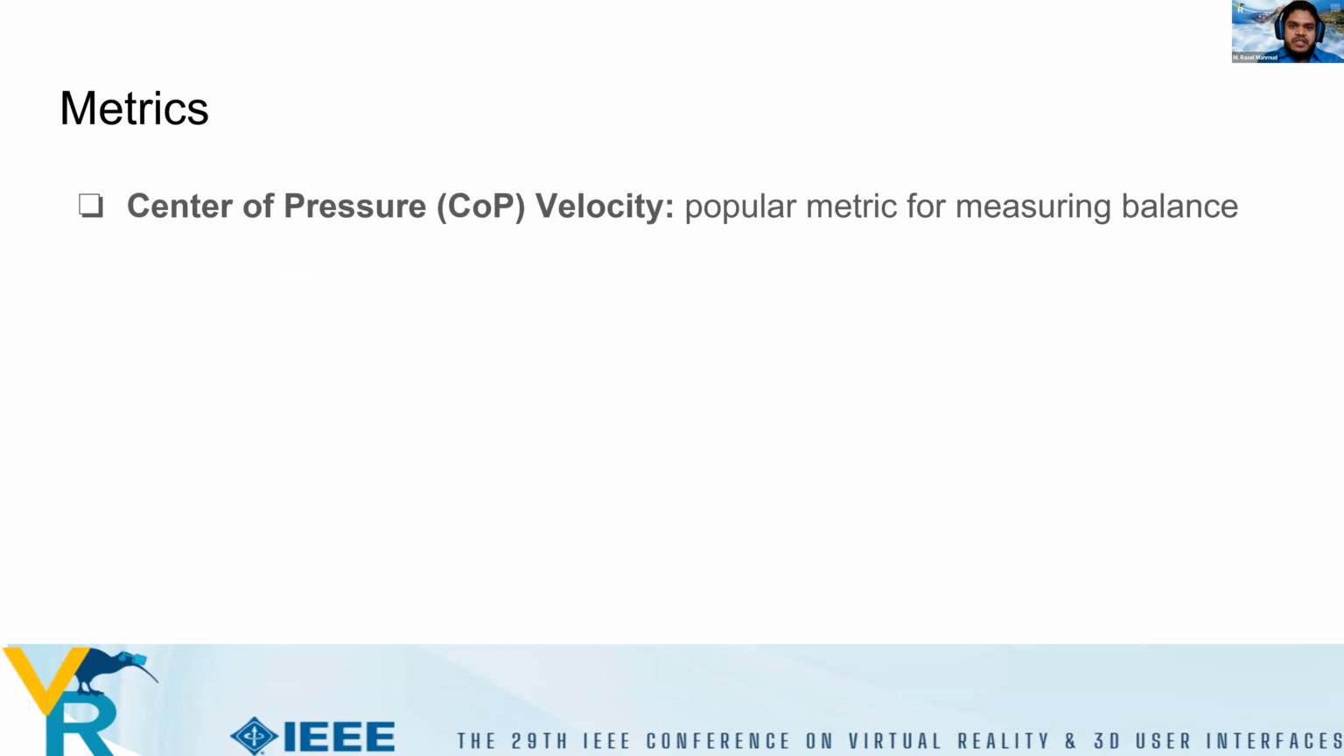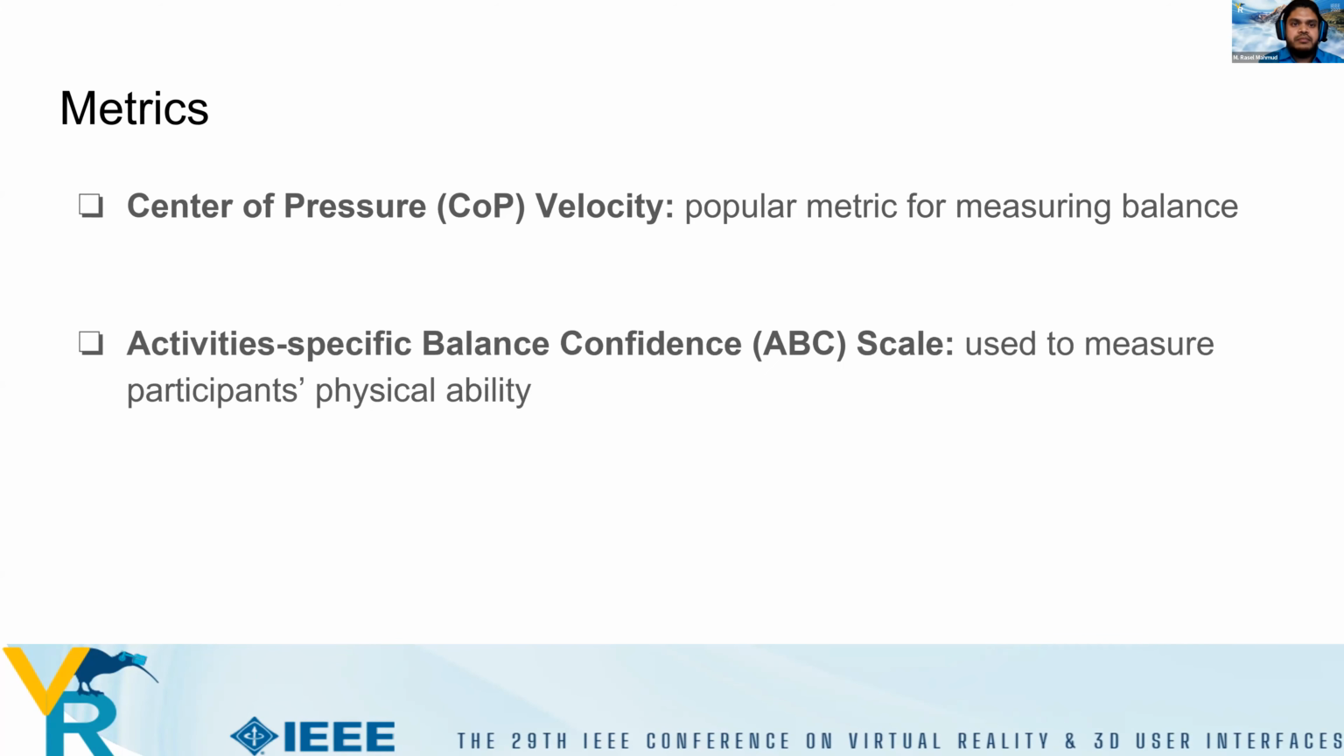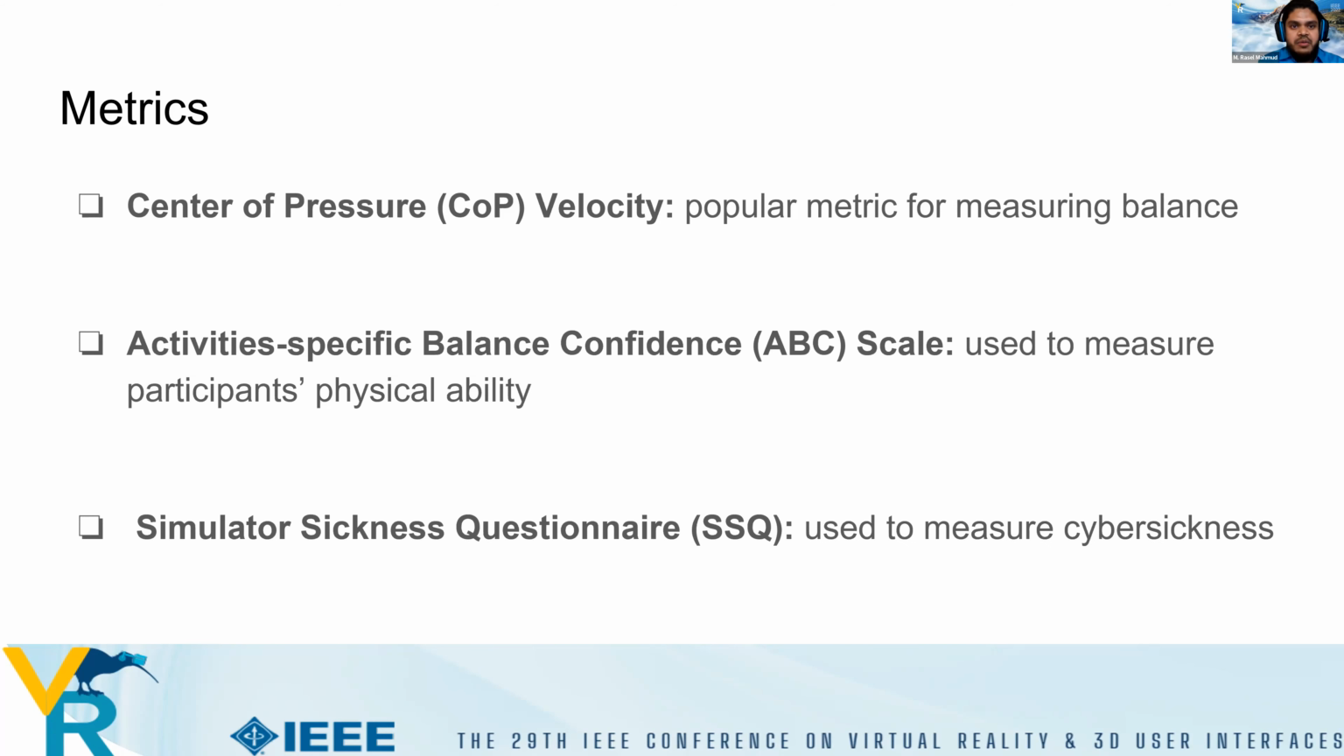Center of pressure velocity was the primary metric for our study. We calculated COP velocity from the balance board data to measure participants' balance. The ABC questionnaire is a 16-item questionnaire where each item asks about participants' confidence in doing a specific daily life activity. SSQ is also a 16-item questionnaire where each item asks about participants' physiological discomfort.